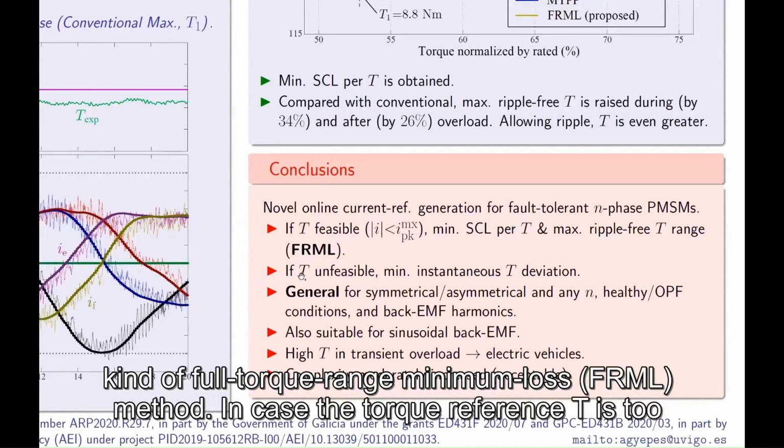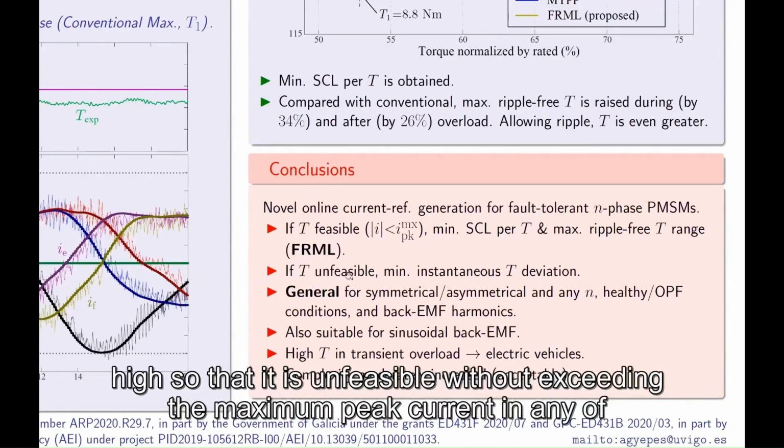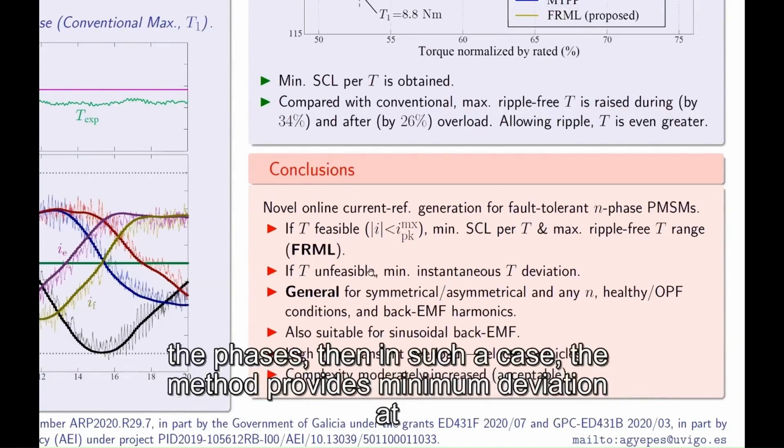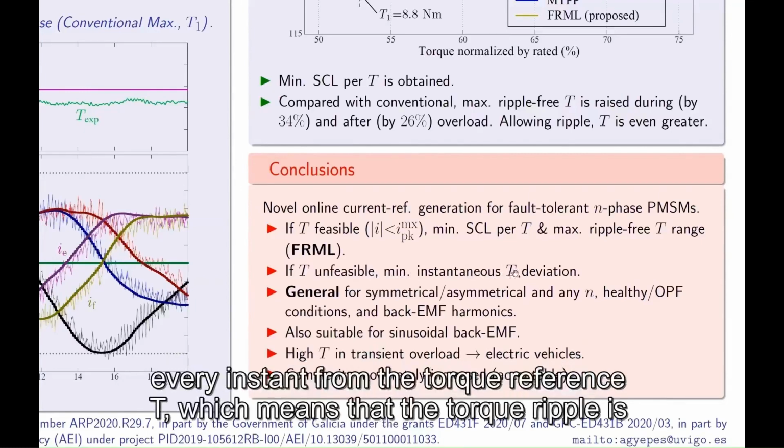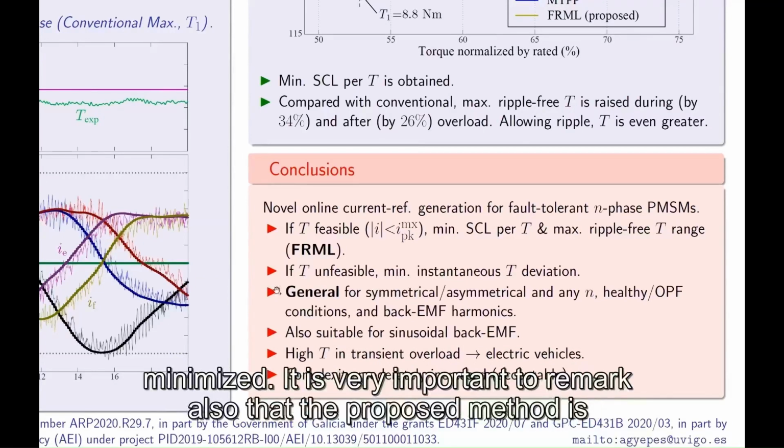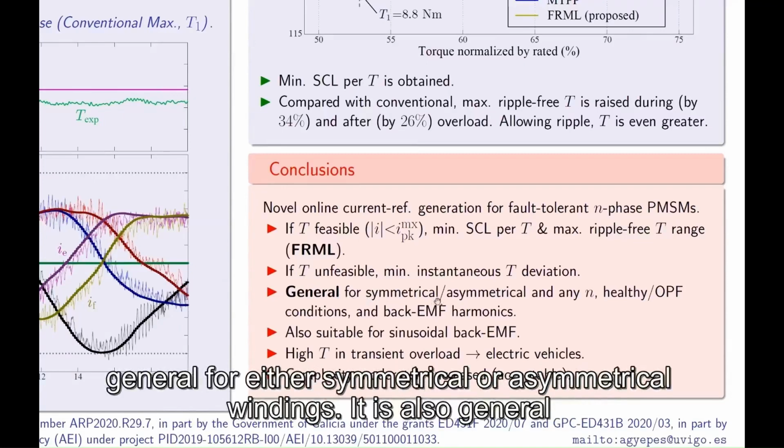In case the torque reference is too high, so that it is unfeasible without exceeding the maximum peak current in any of the phases, then in such a case the method provides minimum deviation at every instant from the torque reference, which means that the torque ripple is minimized. And it is very important to remark also that the proposed method is general for either symmetrical or asymmetrical windings. It is also general for any phase numbers.